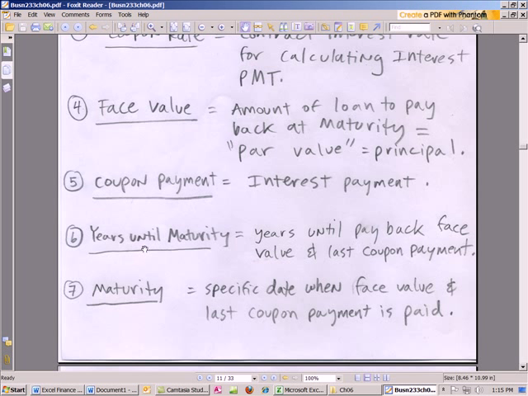Years to maturity. Now, in the last chapter, we just said, hey, we're going to put some money in the bank and it's going to sit there for 10 years.